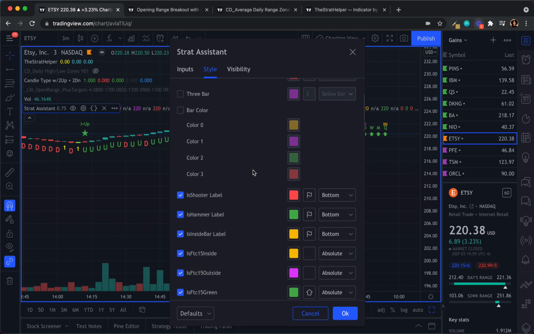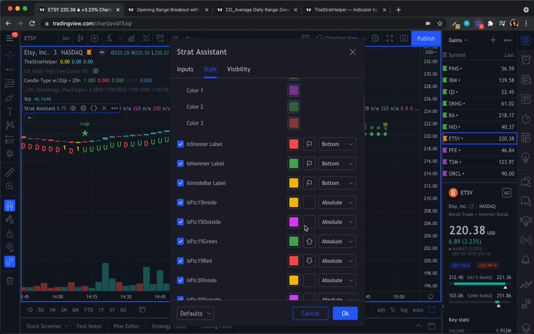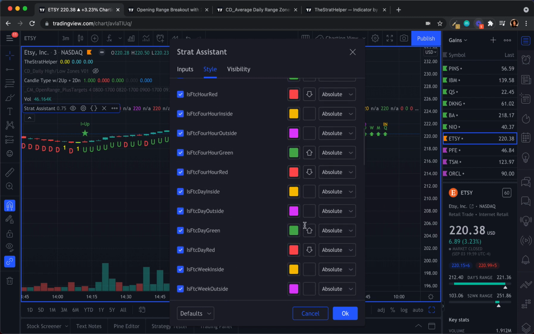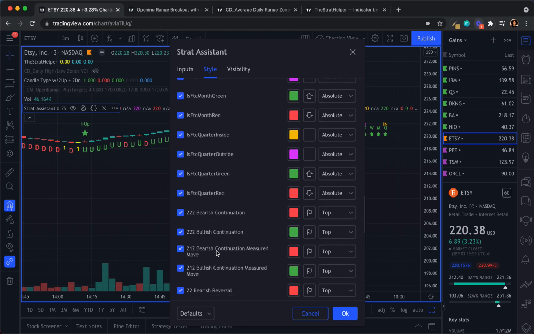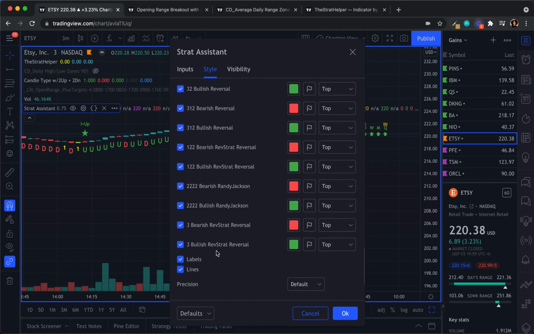I am using, it does this too. It'll tell you if you have a hammer or a shooter, and it will plot that with a little flag and some text. So I have all of those on, and then all of the full time frame continuity indications are here. So I guess it shows you the reversals and all of that as well. And I have all of that on.